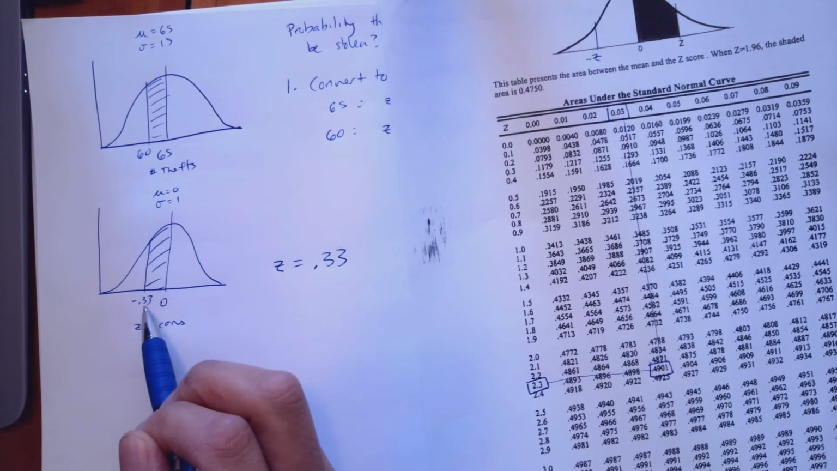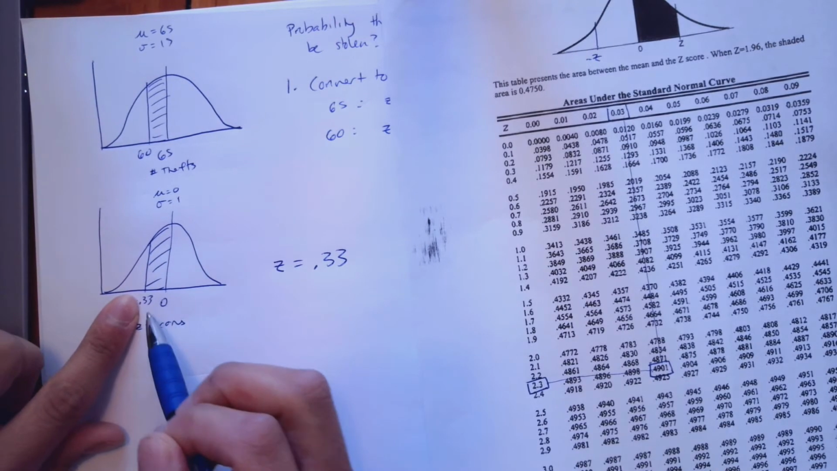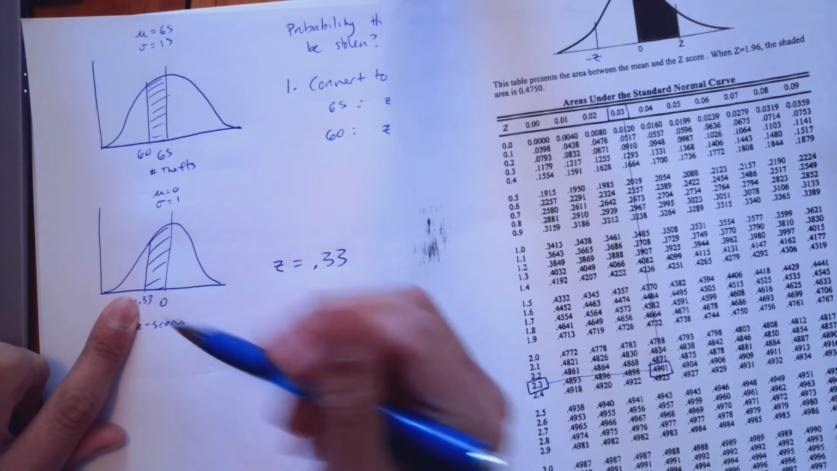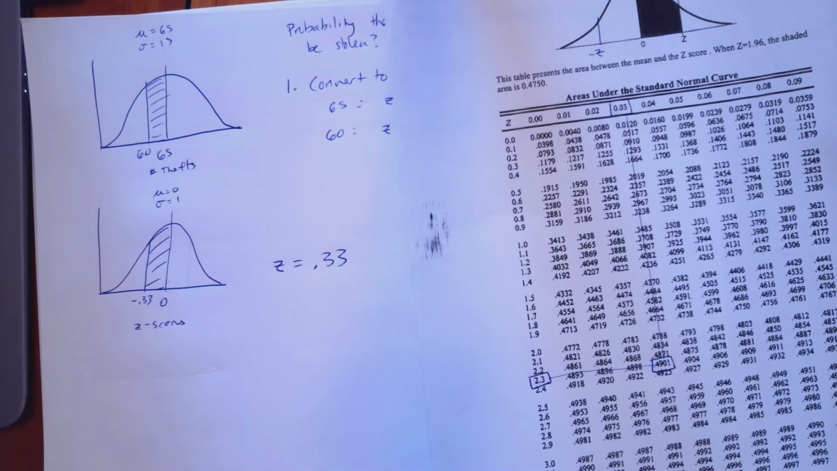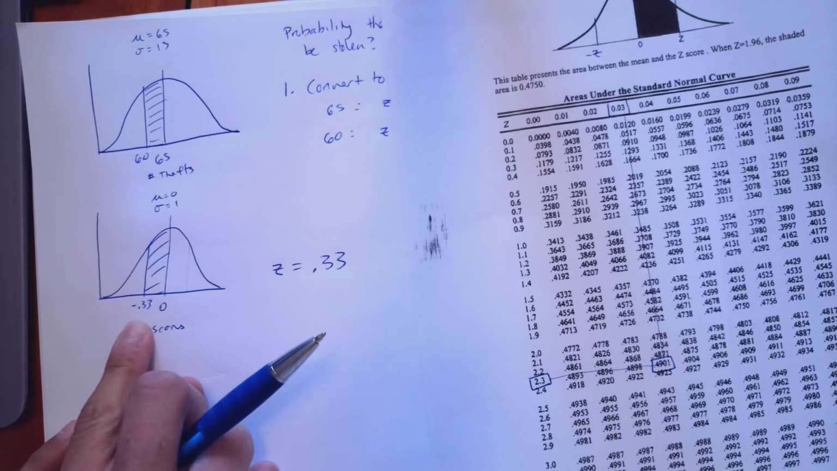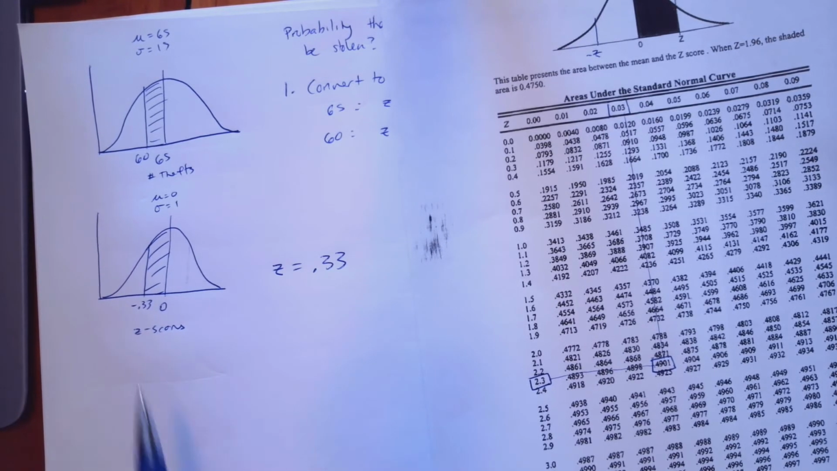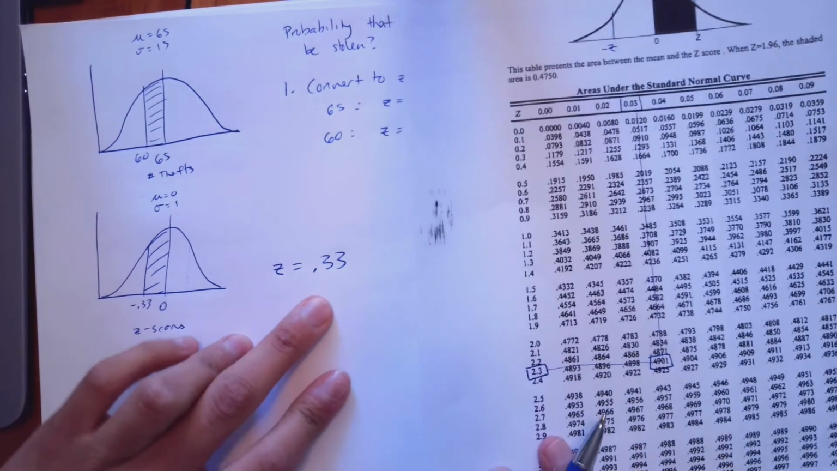So we're taking our z-score here. We're just going to ignore the negative sign because we know that if it was on the positive side over here, it would be the exact same area. So when you have a negative z-score, you're just going to ignore that sign and find the area between 0 and the positive version of that score.